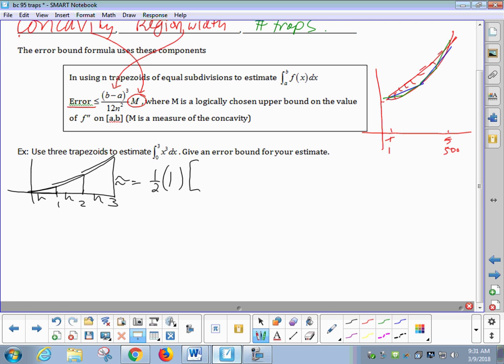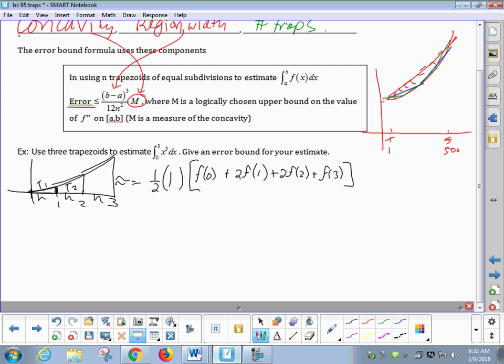When we use equal subdivisions, this first height, f at 0, only happens once because it's only part of one trapezoid, trapezoid 1. But when I go to f at 1, that base is base 2 to trapezoid 1 and base 1 to trapezoid 2. So it actually happens twice if I were to combine my terms. The same goes with f at 2. It happens twice. But f at 3 only happens a single time because it's on the far edge. Do you remember that part?